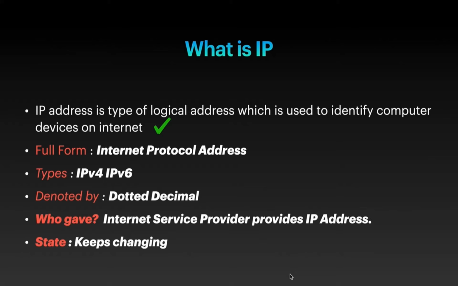So basically, there are two types of IP addresses, namely IPv4 and IPv6. An IP address is denoted by dotted decimal notation. So who gives us the IP address? Internet service providers provide IP addresses to us.